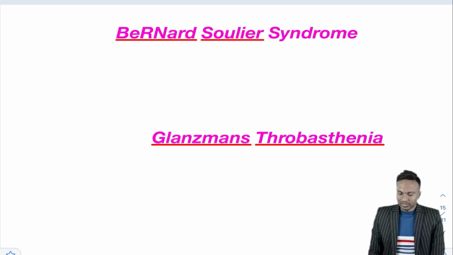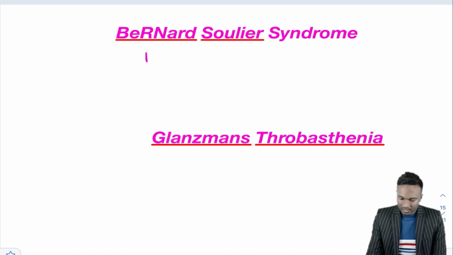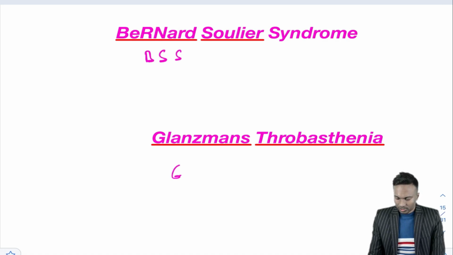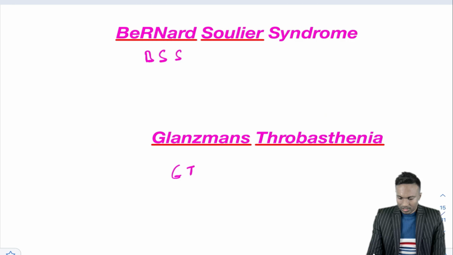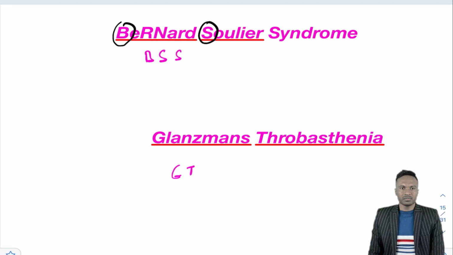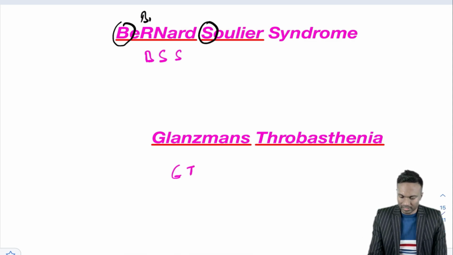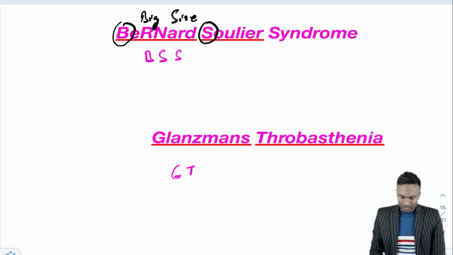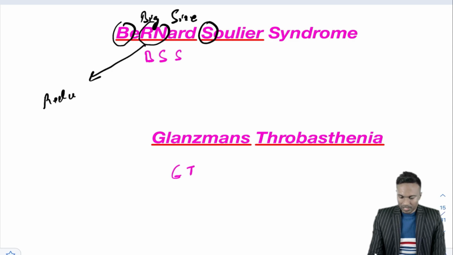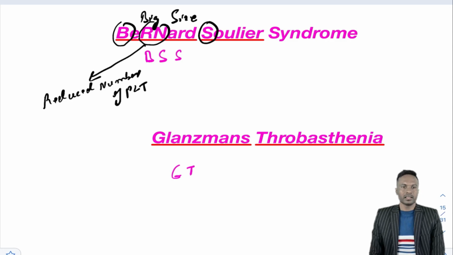Again, we have Bernard-Soulier syndrome and we have Glanzmann's thrombasthenia. Again, platelet function disorders. Bernard-Soulier syndrome, Glanzmann's thrombasthenia, right? So here you can see two things. One is that, in Bernard-Soulier, you must be knowing that there are big sized platelets. So this is big size. Second thing, you have again RN. This RN stands for reduced number of platelets. So there will be associated thrombocytopenia in Bernard-Soulier syndrome.